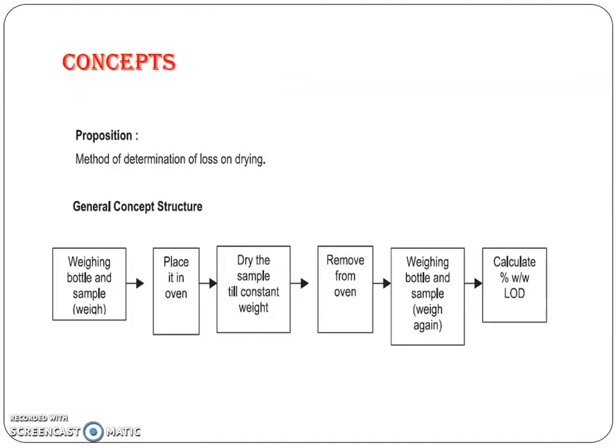Concept. First, preposition. In preposition, students will understand the methods of determination of loss on drying. Then the general concept structure of this practical session. First we have to weigh the bottle and sample, that is weighing. Then place it in the oven, dry the sample till we get constant weight, remove from the oven, and again weigh the bottle and sample and calculate percent weight by weight, LOD. This is the general structure of this practical.